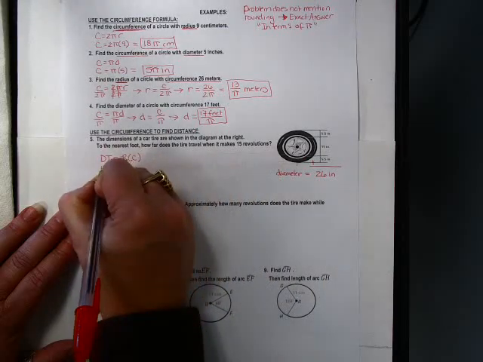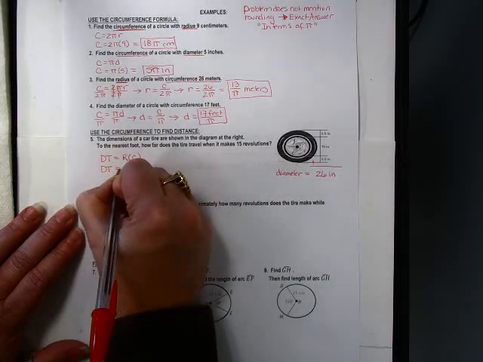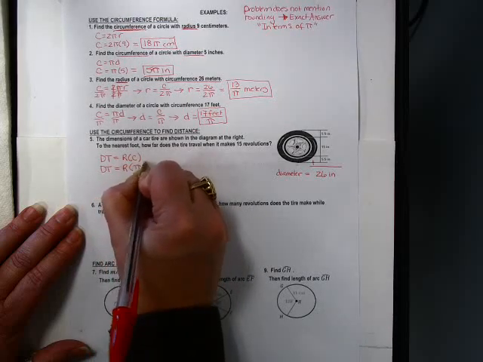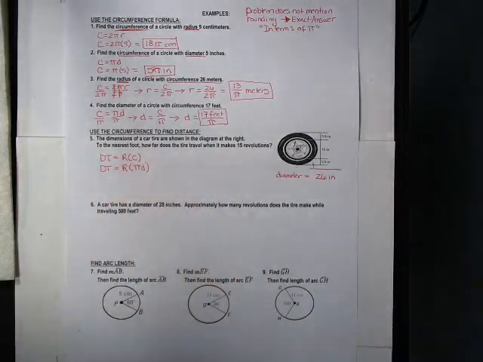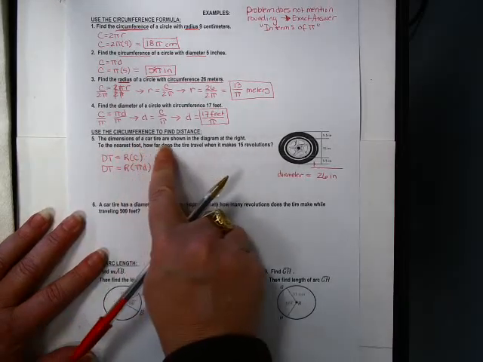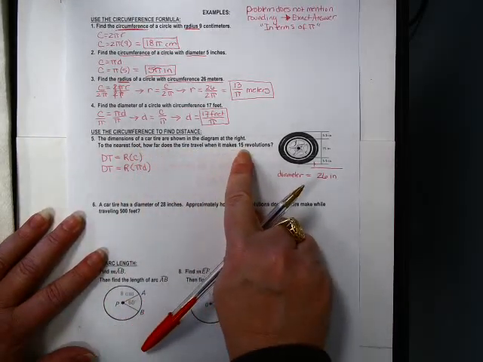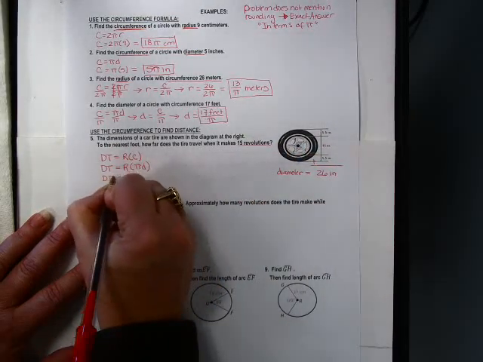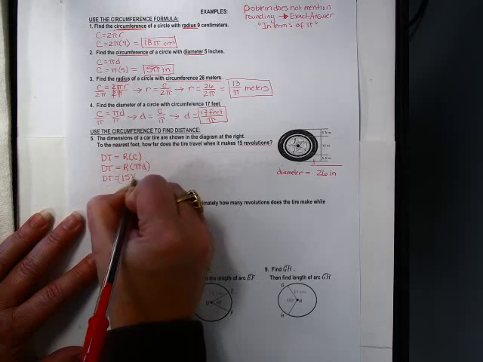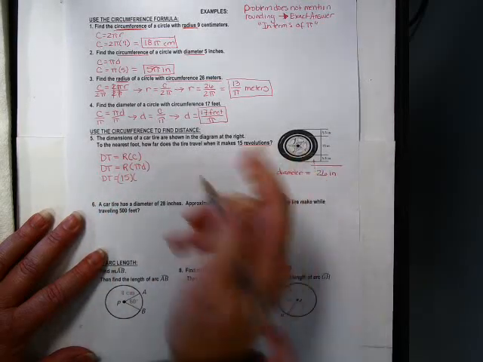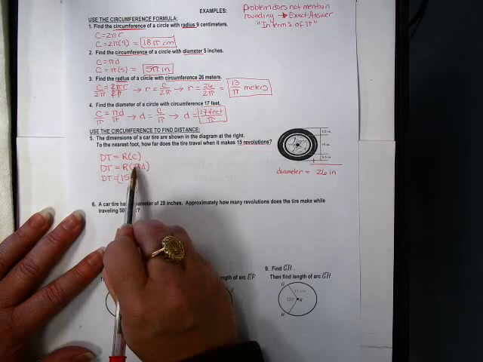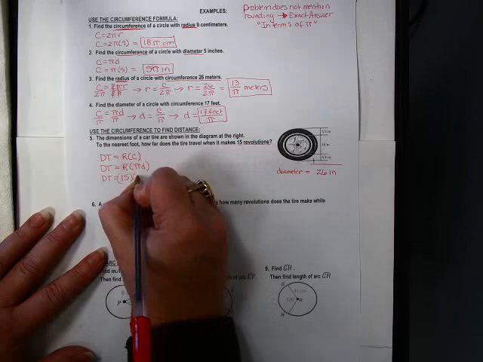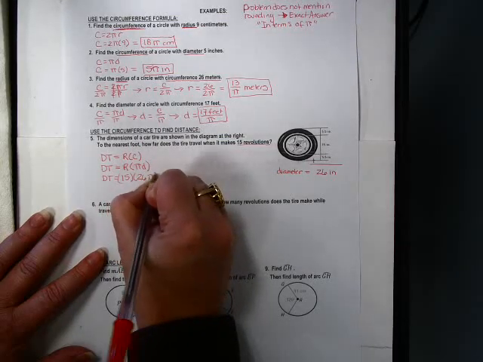Okay? So, when I come back over here, I'm going to change my circumference to the one with the diameter, so the distance traveled will equal the number of revolutions times pi times diameter. Now I'm going to plug in what I know. It says, to the nearest foot, how far does the tire travel when it makes 15 revolutions? So the R becomes 15, and the diameter becomes 26. And remember, even though it says pi d, you always write the number before the pi. So I'm going to put 26 and then pi.